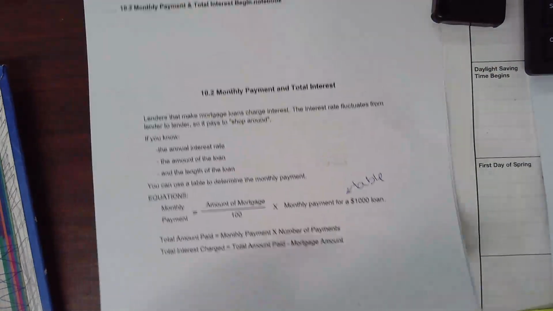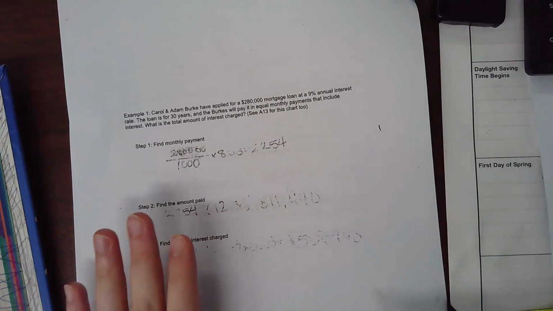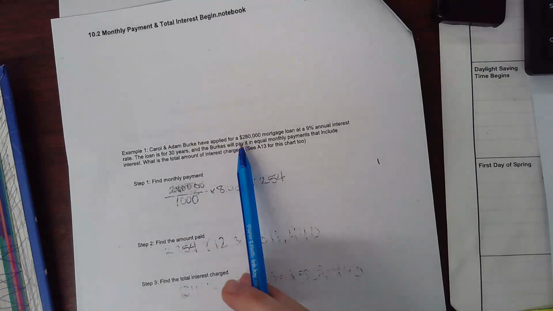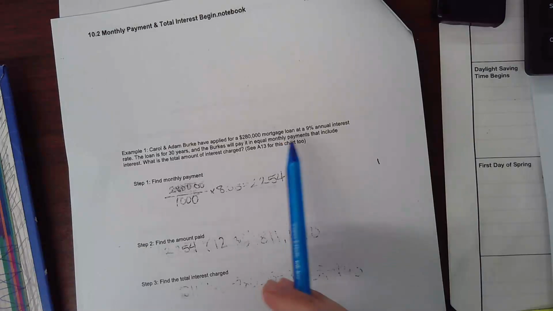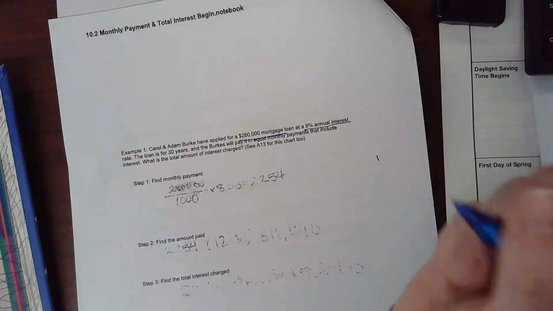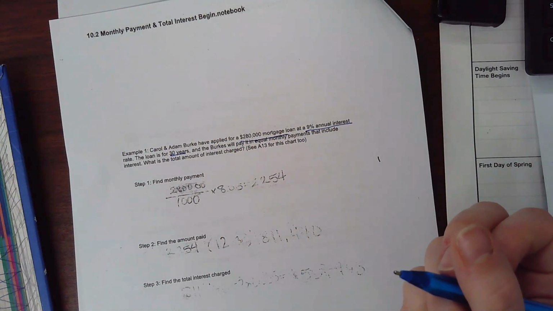So we'll do a couple examples. Some of this I tried to white out, but we'll go through it. Carol and Adam Burke have applied for a $280,000 mortgage loan at 9% annual interest. The loan is for 30 years. What is the total amount of interest charged?